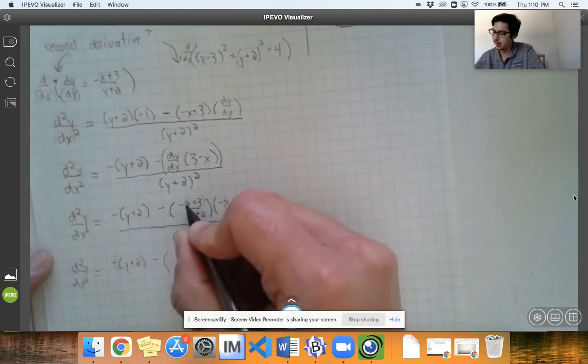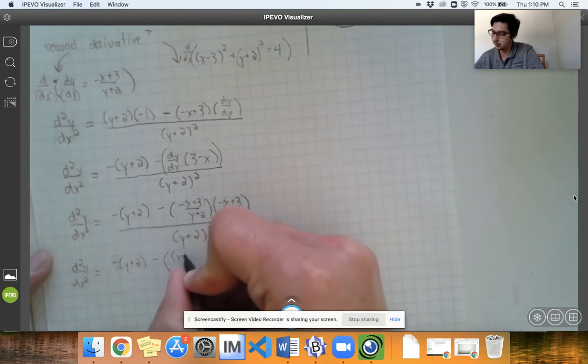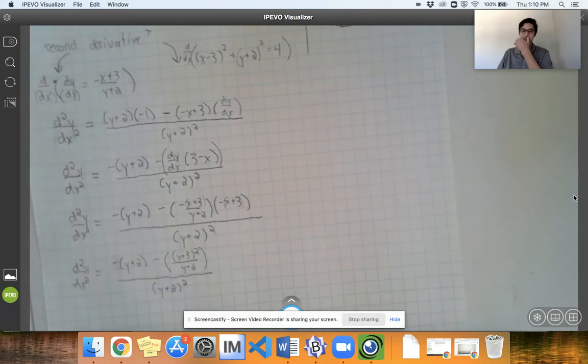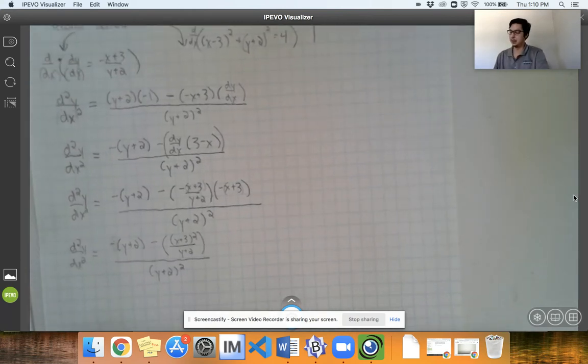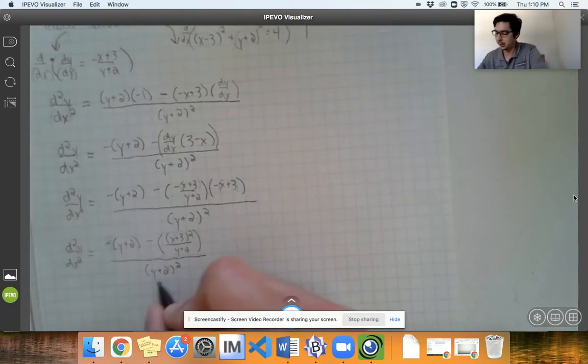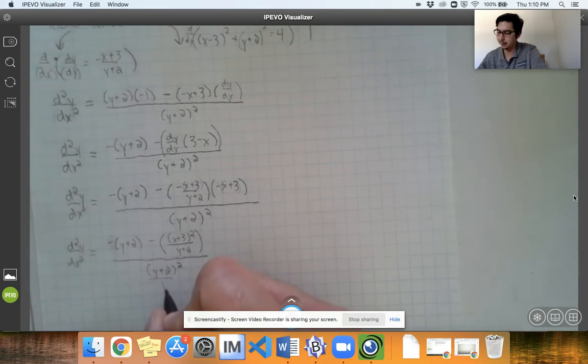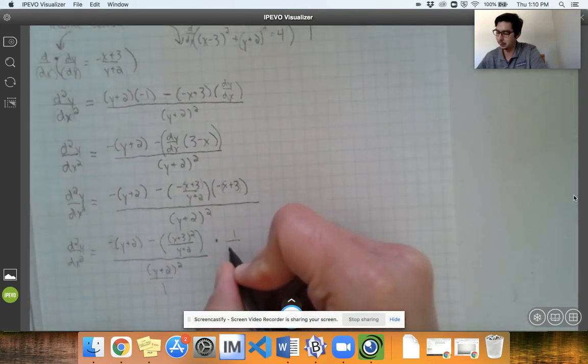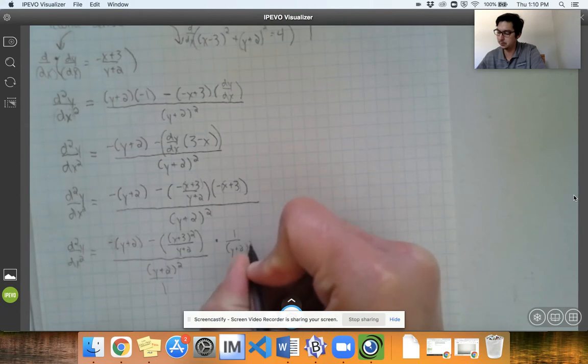Those are in parentheses. Negative times a negative is going to be a positive. That would be (x + 3)² over (y + 2), all over (y + 2)². Now, the way I like to work with this, and maybe know another way, is this is over 1. So when you're dividing by a fraction, you flip and multiply. So this is actually the same thing as 1 times 1 over (y + 2)².